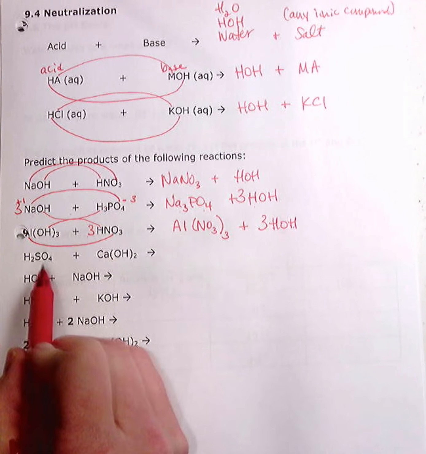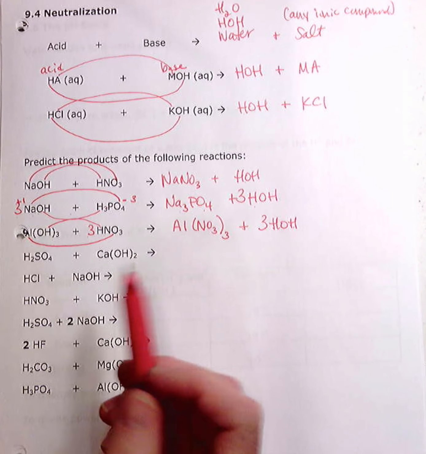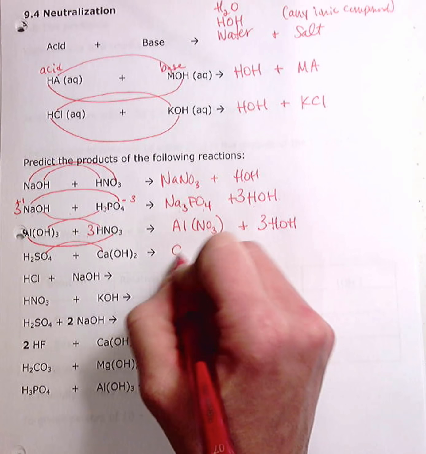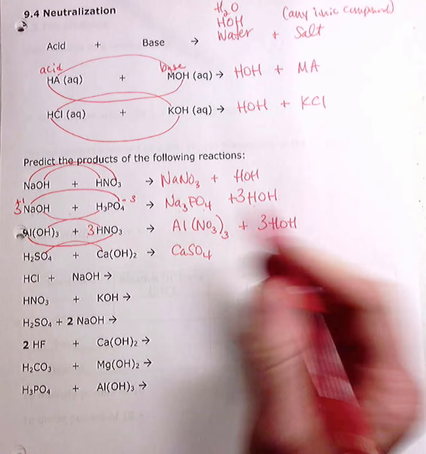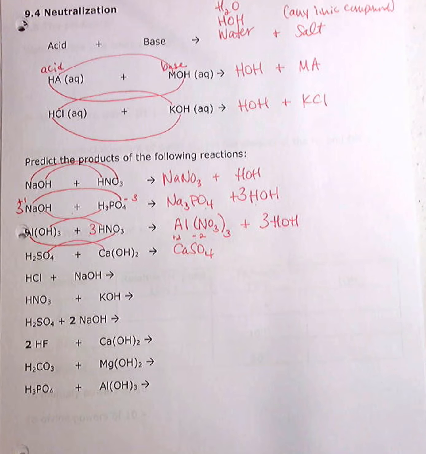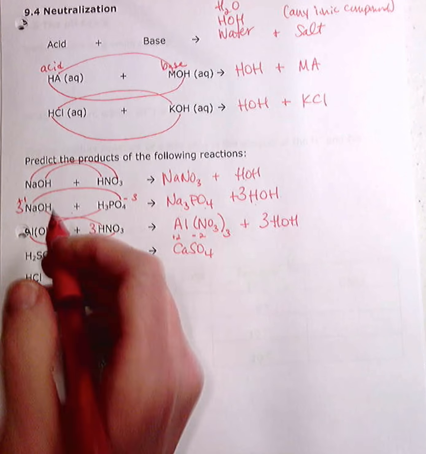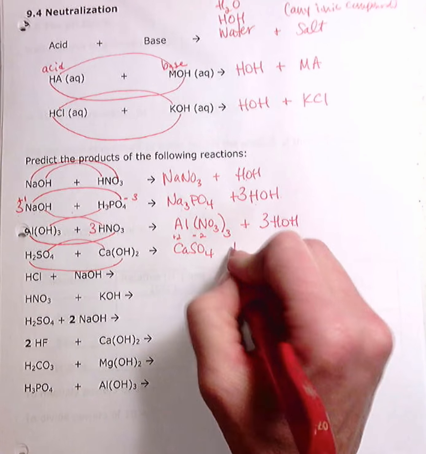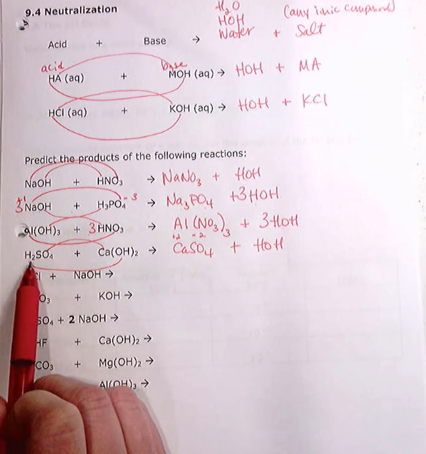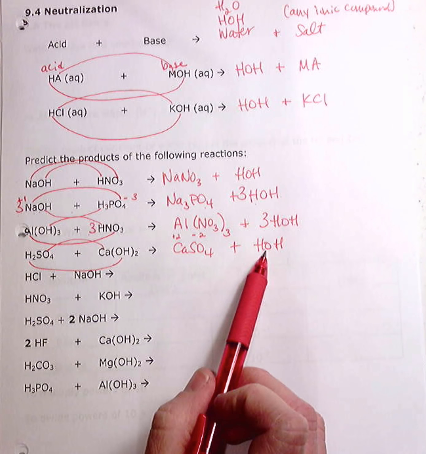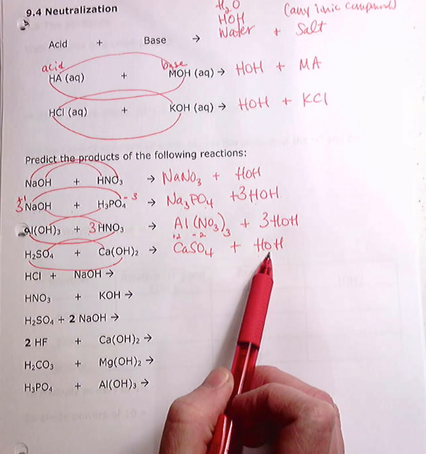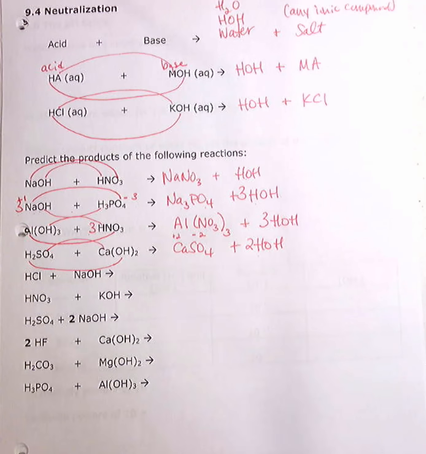Okay, for sulfuric acid reacting with calcium hydroxide, you're going to have sulfate and calcium go together, and that's a plus 2 and a minus 2. So I don't need to have any subscripts there. And then H and OH. To balance this one, I have 2 hydrogens over here. I only have 1 hydrogen over here, 2 hydroxides. Only 1, so I need to put a 2 in front of this.